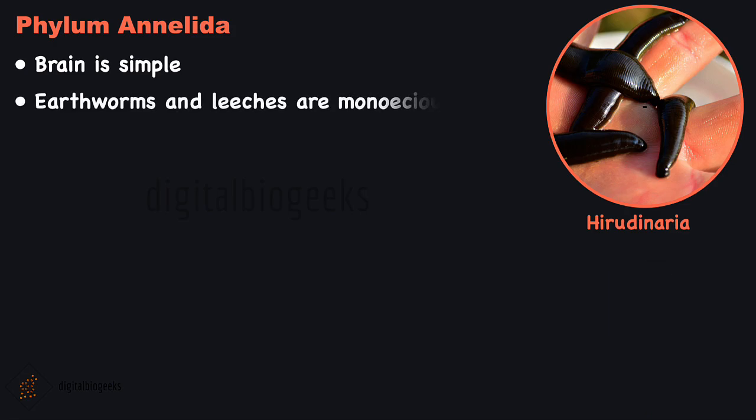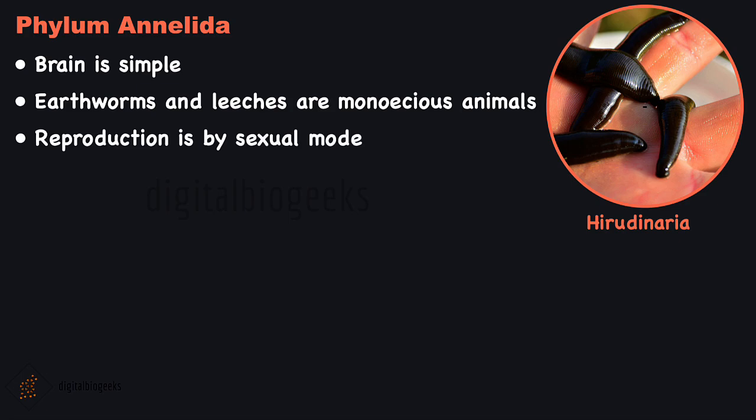This is the nerve cord and these are the paired ganglia in annelids. Earthworms and leeches are monoecious animals, meaning they have both male and female reproductive organs in the same individual. There is a difference between hermaphrodite and monoecious. Monoecious means the male and female reproductive organs are present in the same individual. On the other hand, hermaphrodite animals have both male and female reproductive organs combined in one animal. Reproduction is sexual.